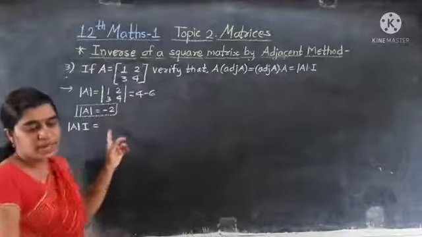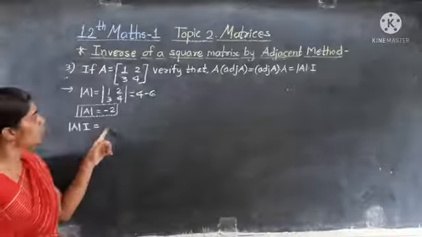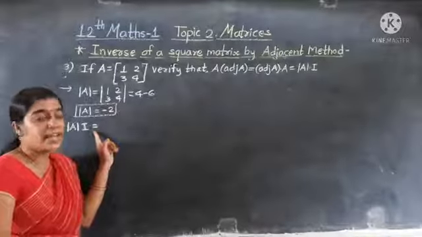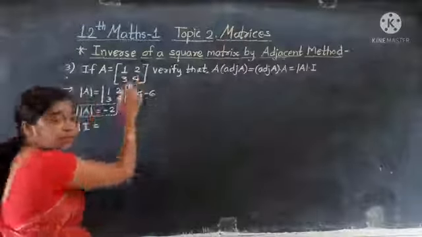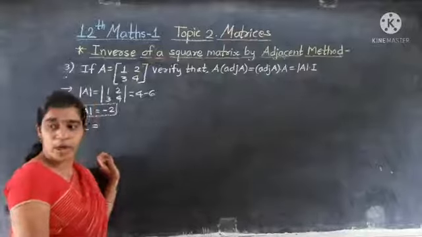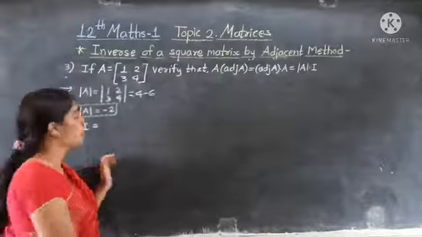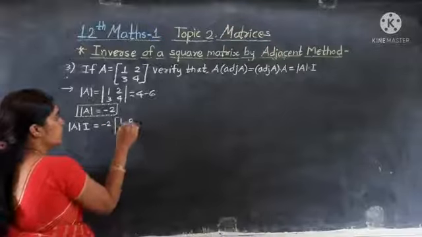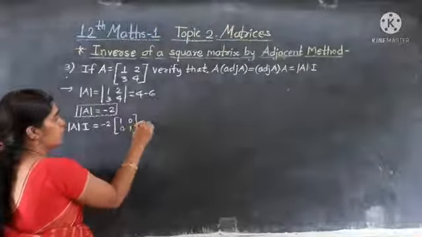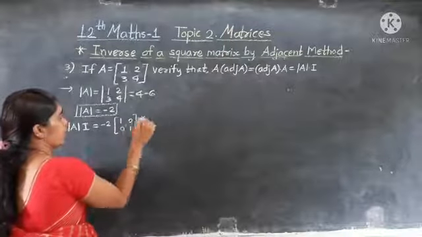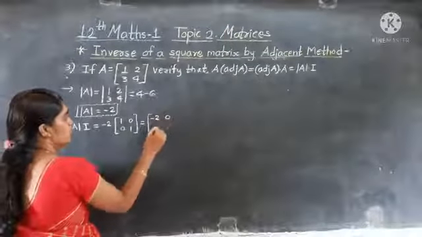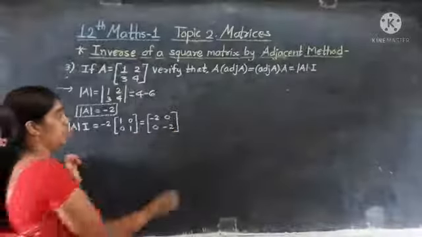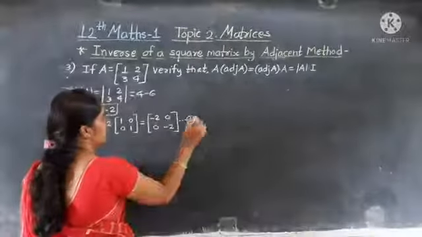Determinant A into I means, what is the value of the determinant? It is -2. And we take I as the identity matrix of order 2 by 2. So we take here the identity matrix of order 2 by 2. That is -2 into [1 0; 0 1], which is equal to [-2 0; 0 -2]. We call this equation number first.